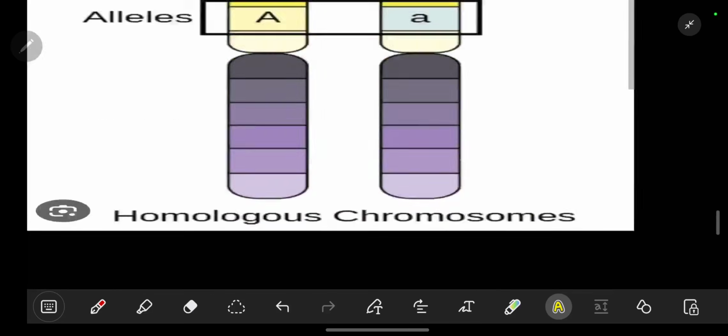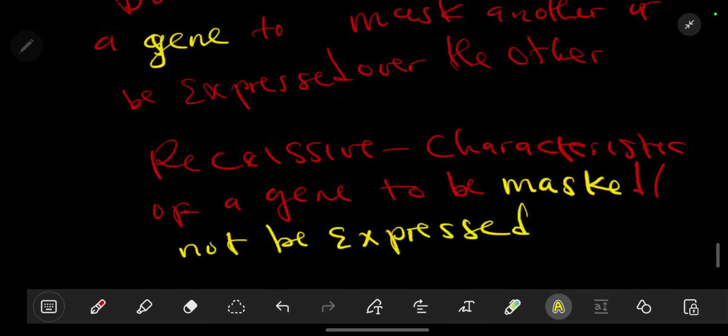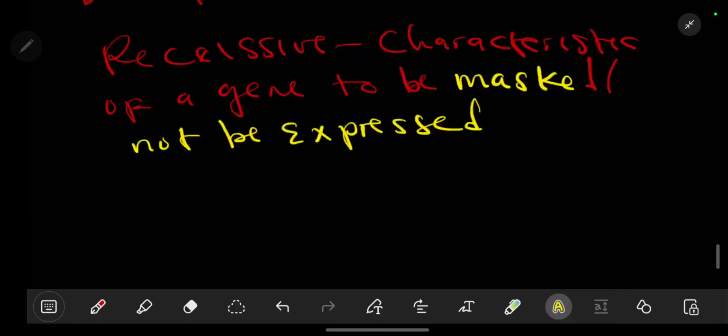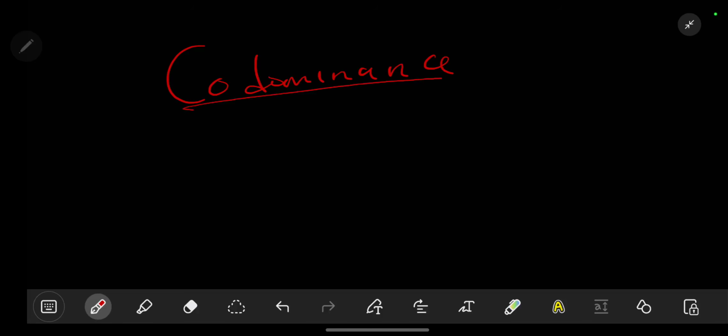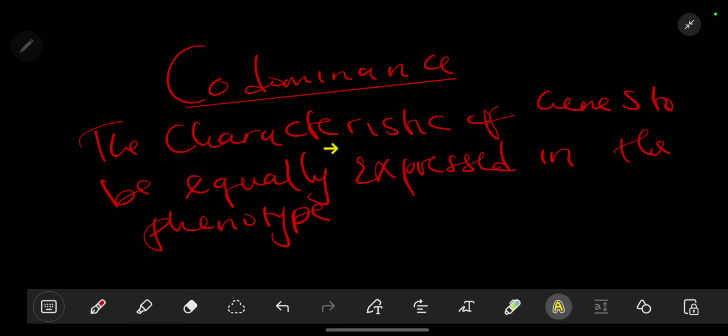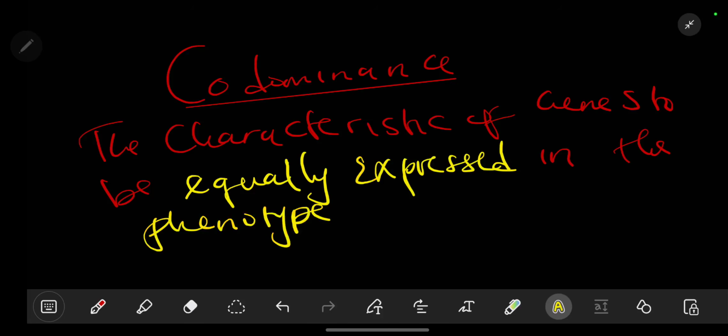Other terms that are used in genetics, we are going to be looking at terms such as codominance. So this one is the characteristic of a gene to be equally expressed. So just as we have said, the characteristic of a gene to be equally expressed in the phenotype. So that is what we call codominance.